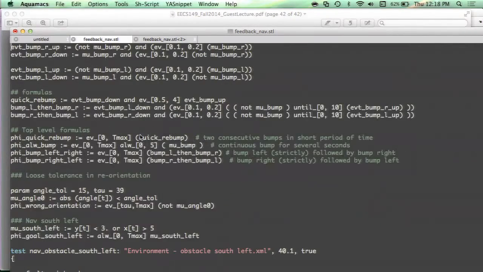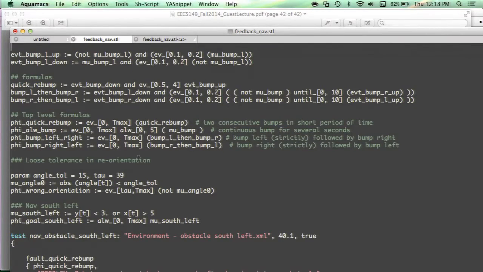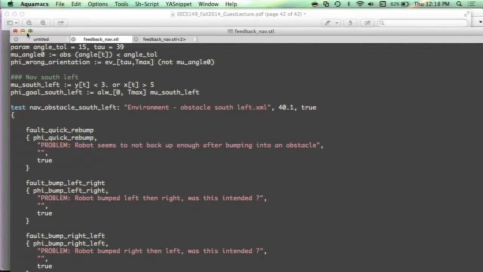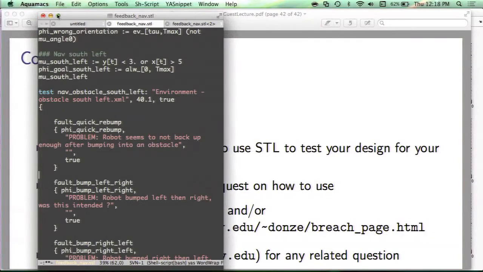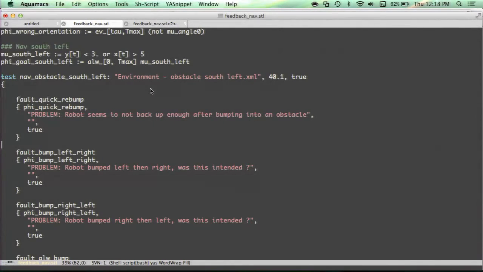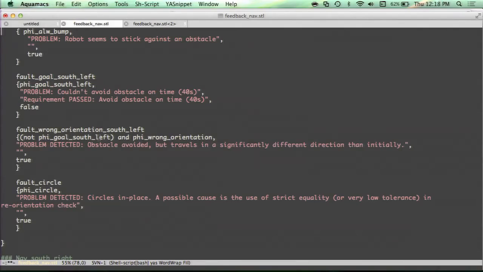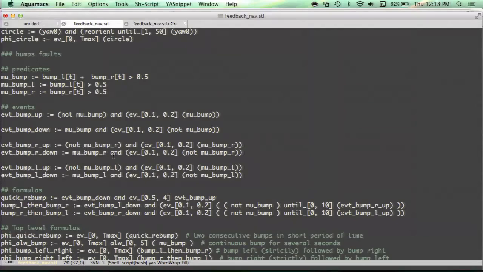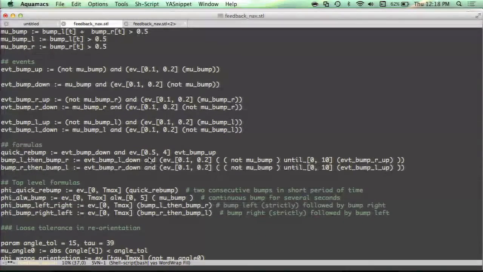I think we can look at one more example. So we had obstacles, outlets, wrong orientation. Right. The requirement of the first navigation lab was that you pass the obstacle and then you keep the orientation after the obstacle. I think that was relatively simple.